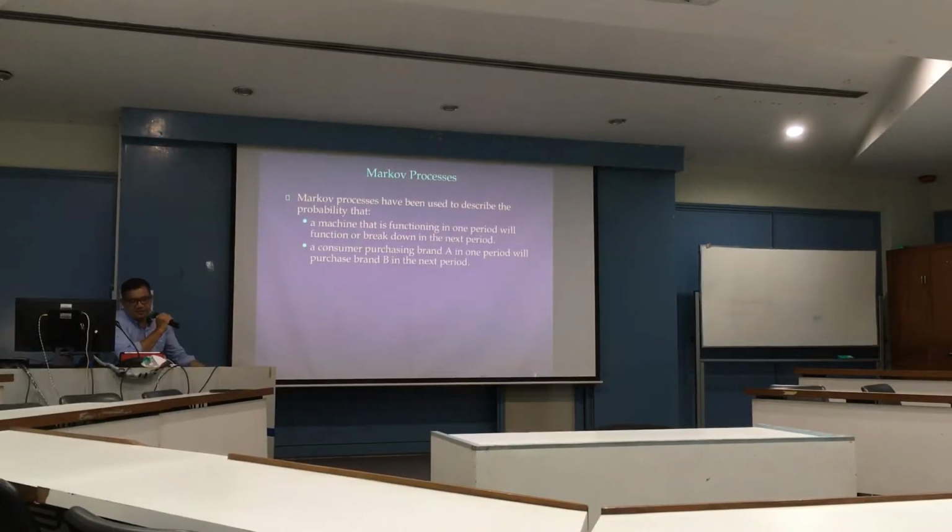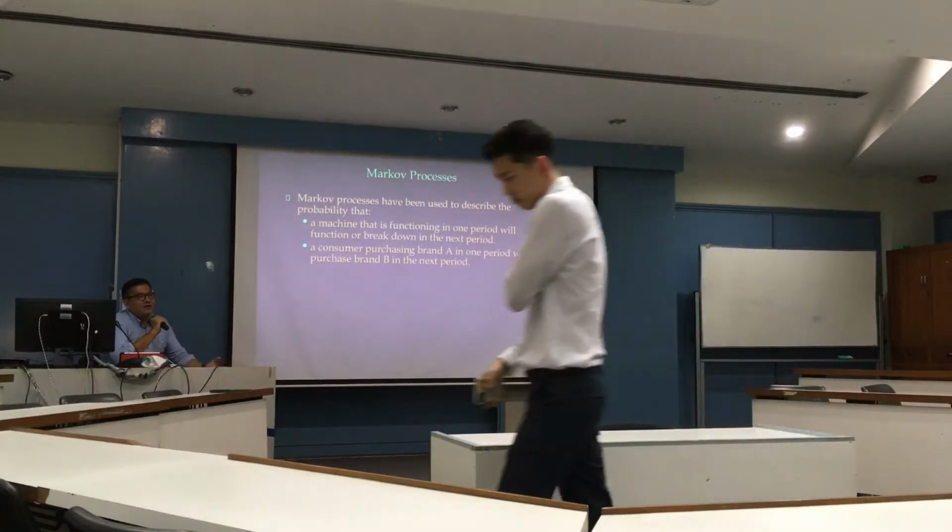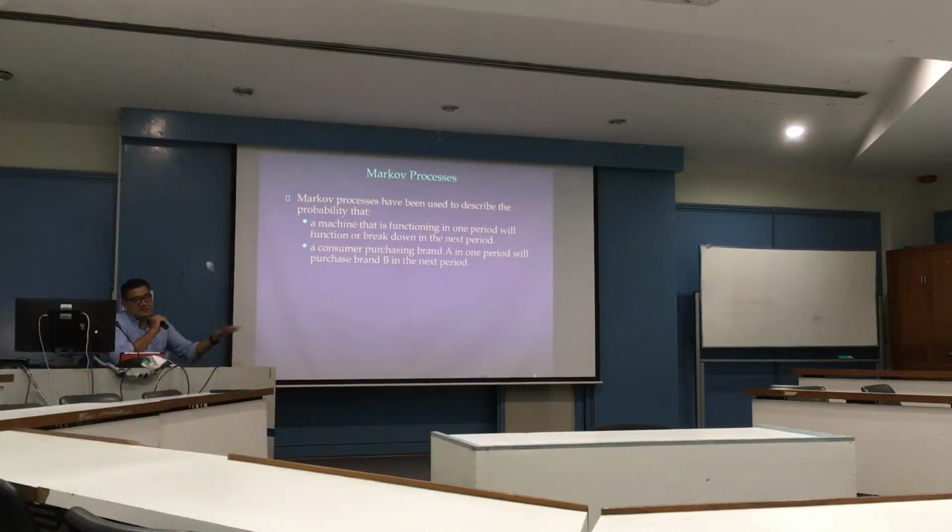So in business, we use it a lot for consumer purchasing or switching banks. In the first period they choose brand A, and in the next period they may choose another brand, so we study the evolution of the system. Or using the Markov to study the functioning of a machine, whether the machine breaks down or functions fully for the next period. We can study that as well.